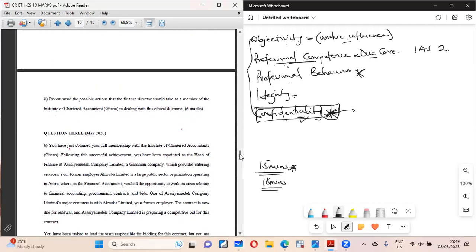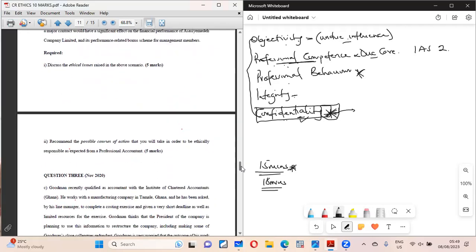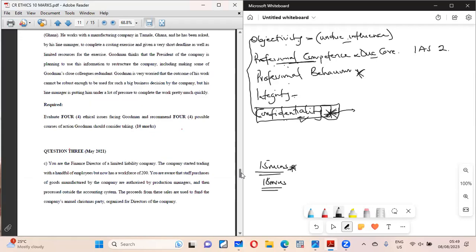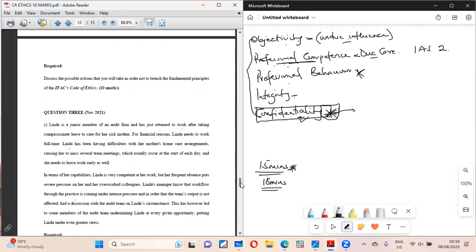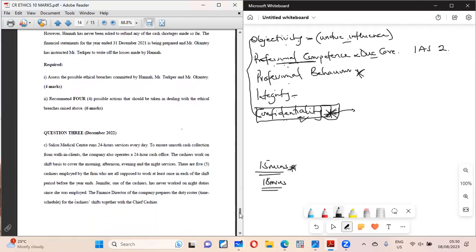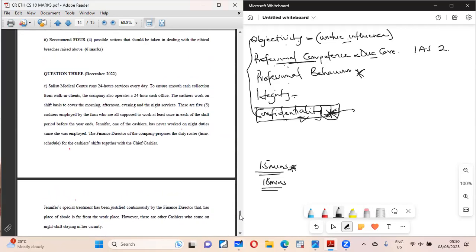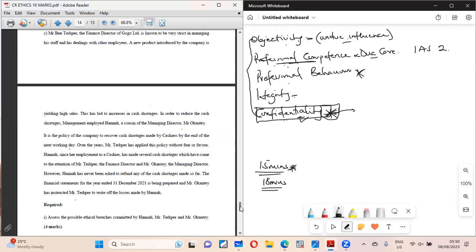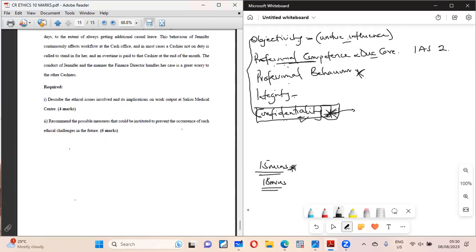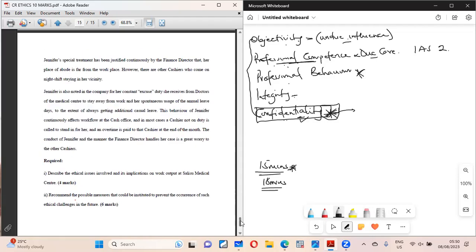Now, ladies and gentlemen, we have May 2020, November 2020, May 2021, November 2021, April 2022, August 2022, December 2022. Then we will later get the March one and work it, and also the July paper, and also work it. Now, if you sat in that paper and you have the question at home, you can go ahead and read it again and see, did you answer it correctly? So you can even mark yourself.